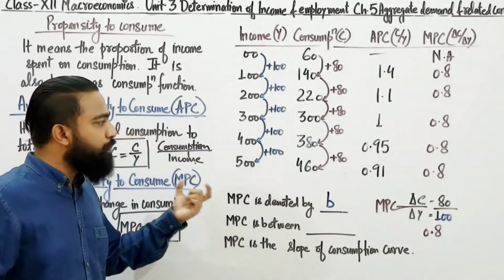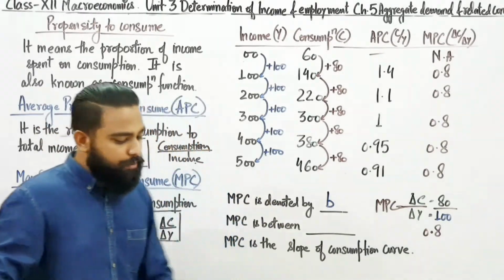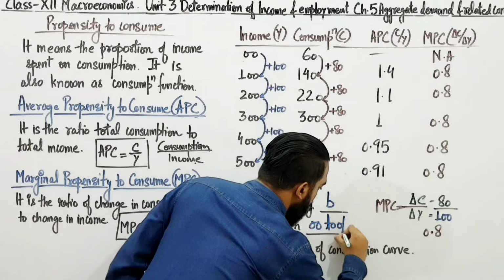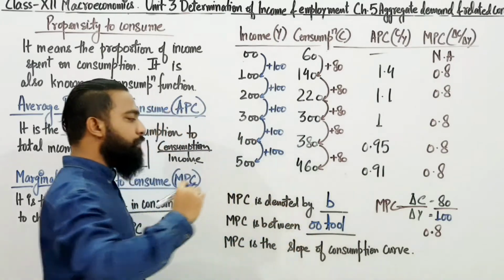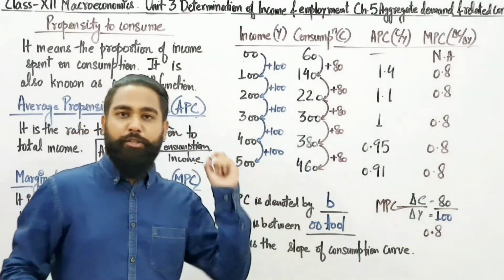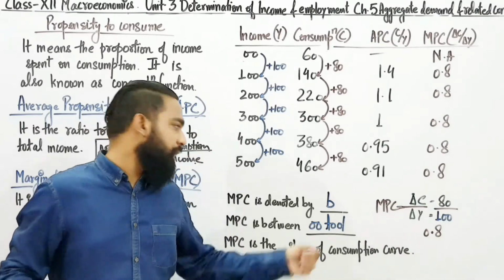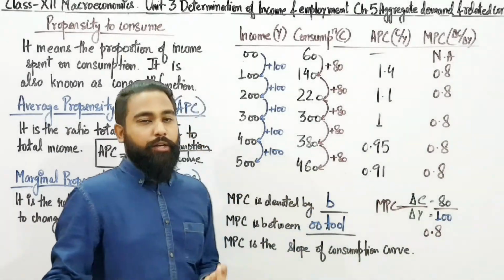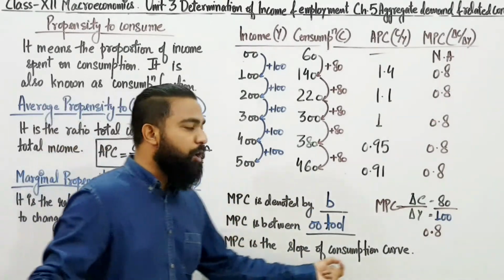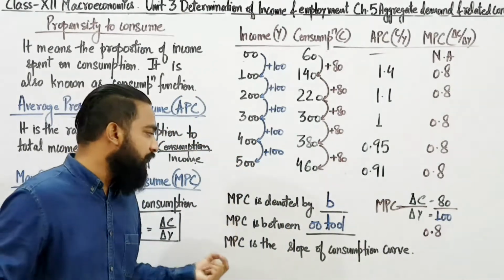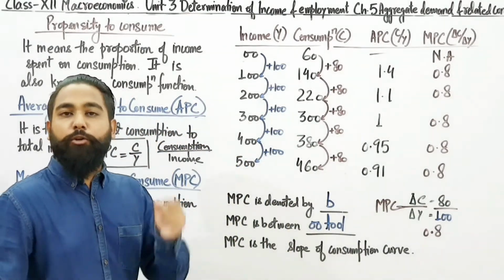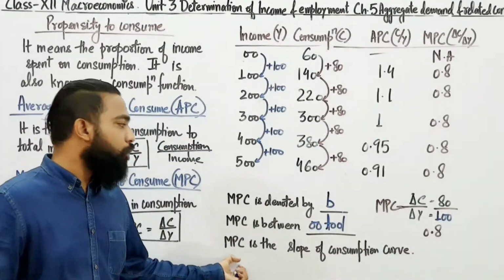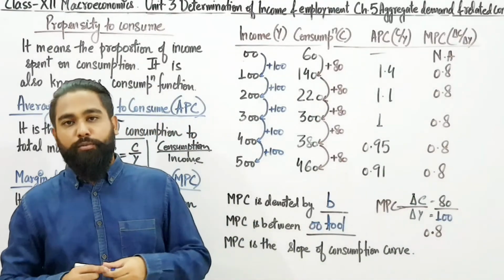Now students, MPC comes between the value of 0 to 1. MPC could be any number from 0 to 1. It could be 0, it could be 0.1, it could be 0.2, it could be 1. So MPC is always between 0 to 1. Now MPC is the slope of the consumption curve, as you have already studied. What was the formula? C is equal to C bar plus bY. So that b is your slope of the consumption curve, which is denoted by small b.